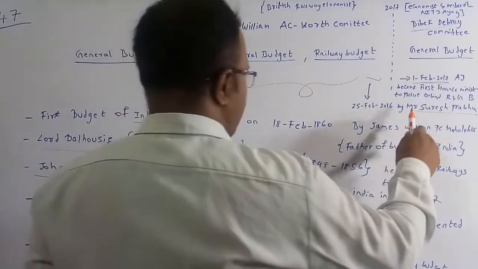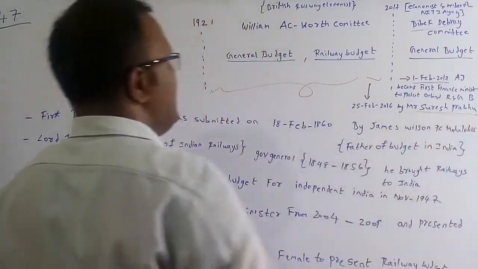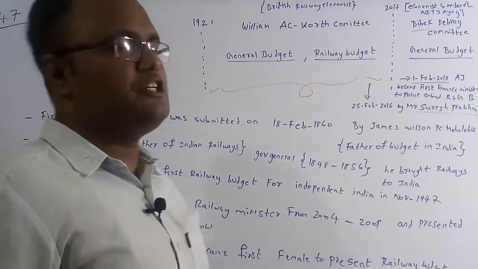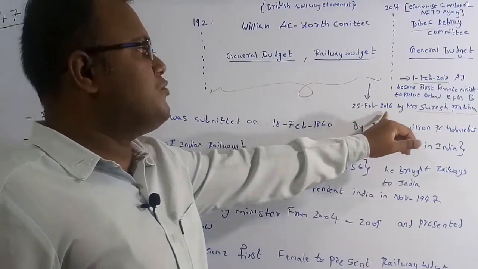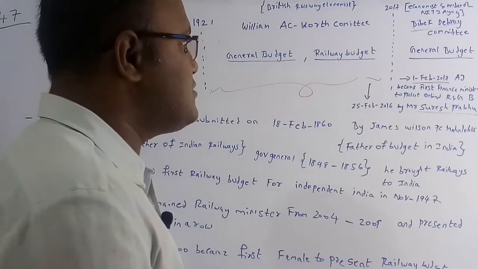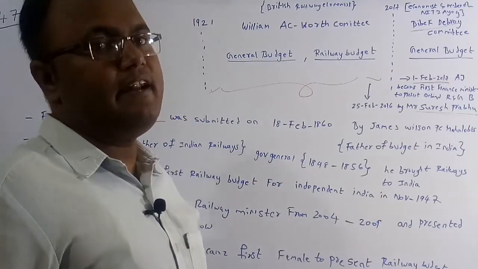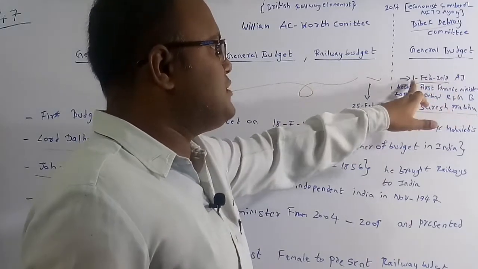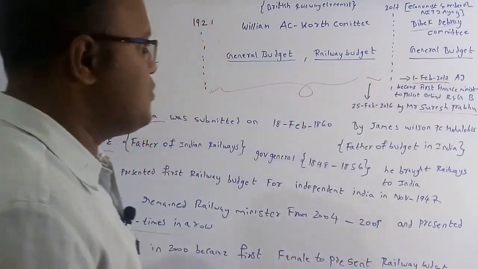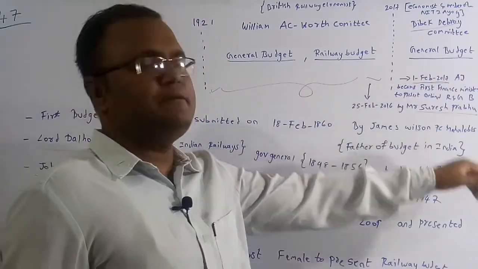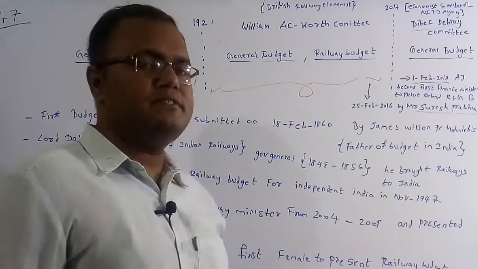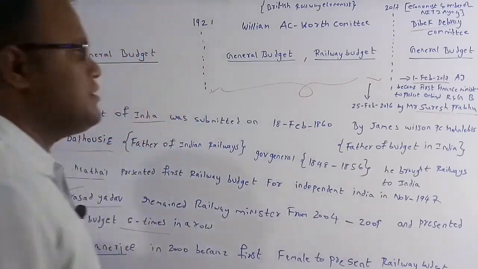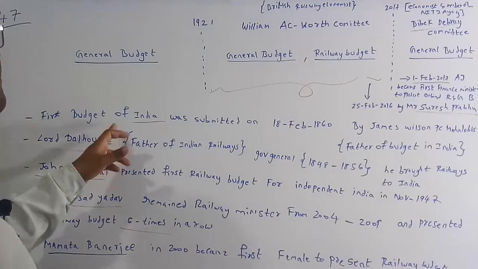See, the last finance minister who presented the railway budget separately was Mr. Suresh Prabhu on 25th February 2016. And the first finance minister who presented the combined railway and general budget was Arun Jaitley on 1st February 2017. So James Wilson, P.C. Mahalanobis is considered the father of the budget in India because he is the first person who introduced the budget in British India.